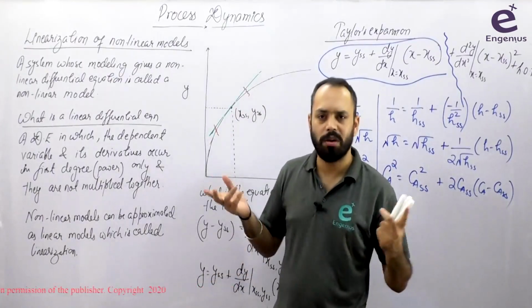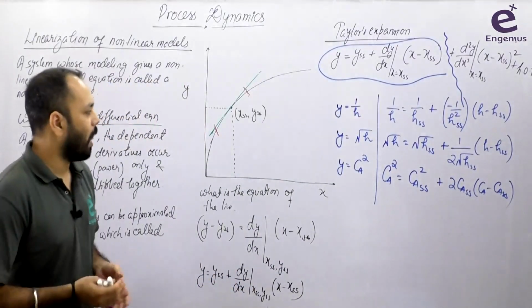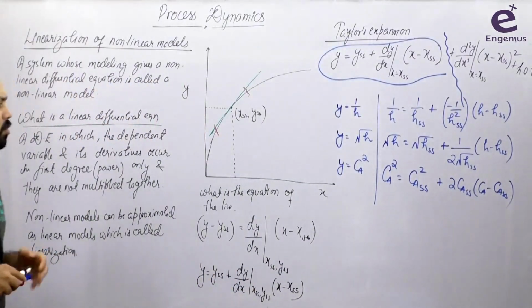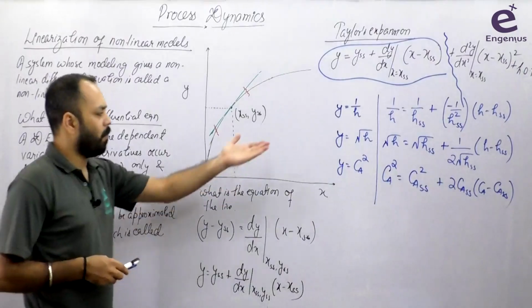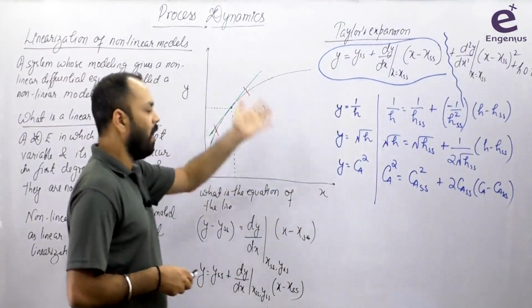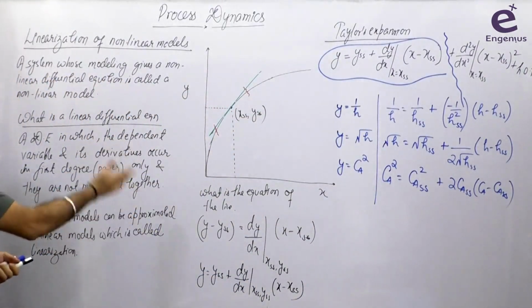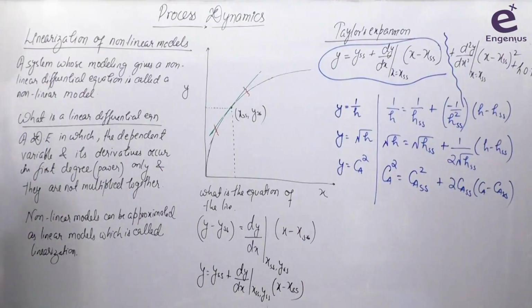It is not necessary that the whole differential equation is non-linear, or that every term is non-linear. It is possible that there will be a term which is causing non-linearity. That can be of any nature: root, square, reciprocal, sine, cos, e raised to power x. That can be expanded by using this Taylor's expansion, or you can say this concept. This was the concept of linearization.